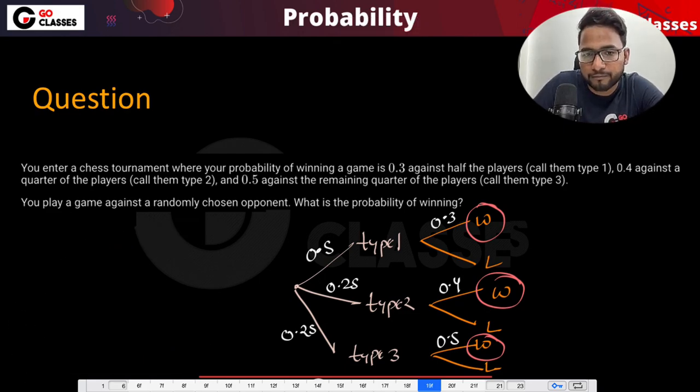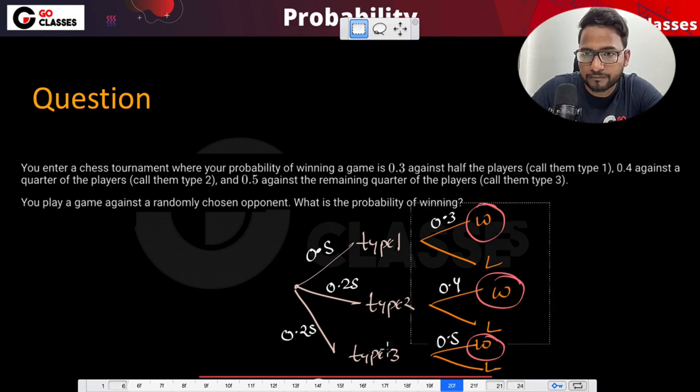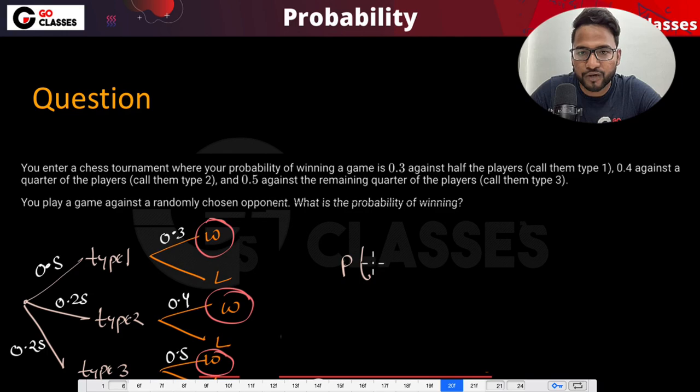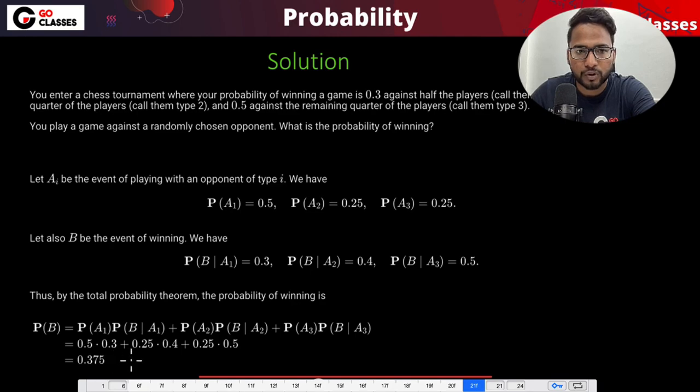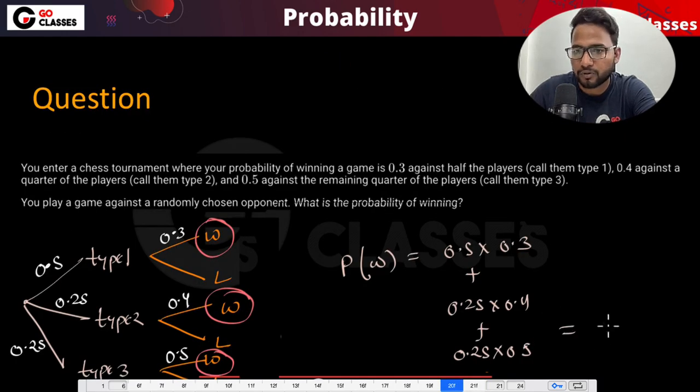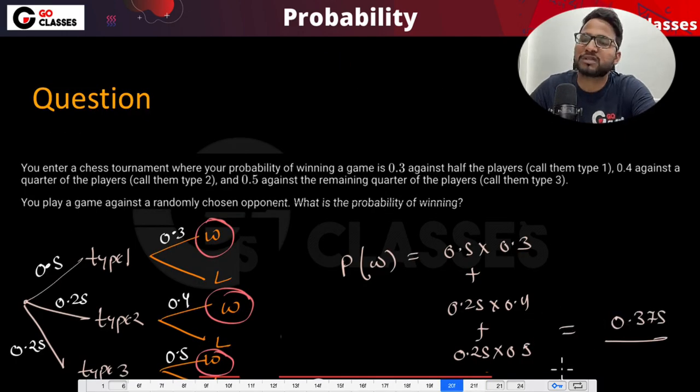So the probability of winning will be 0.5 into 0.3, this node, plus 0.25 into 0.4, this node, plus 0.25 into 0.5, this node. And the final answer, 0.5 into 0.3, 0.25 into 0.4, 0.25 into 0.5, yeah, that's correct, is 0.375. So the probability that you will be winning is 0.375. That's how easily you can solve this question, right?